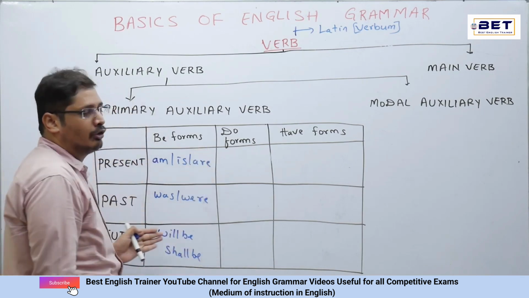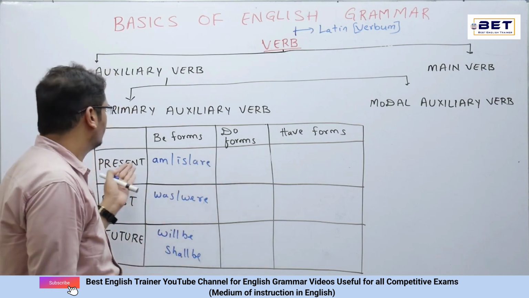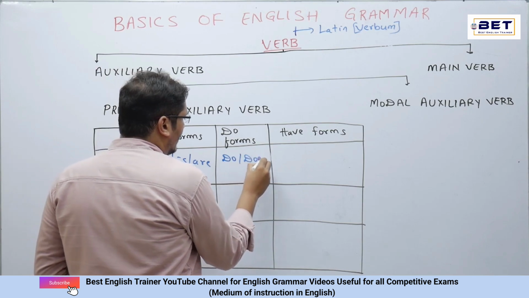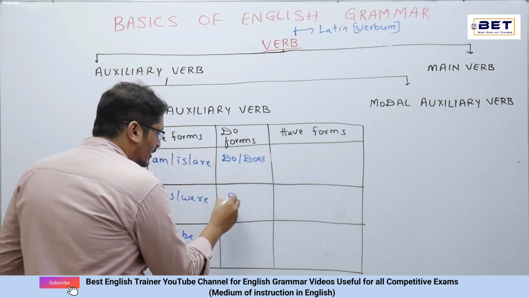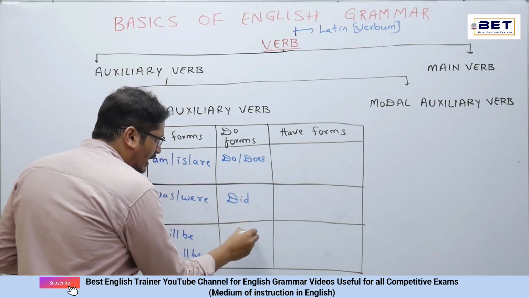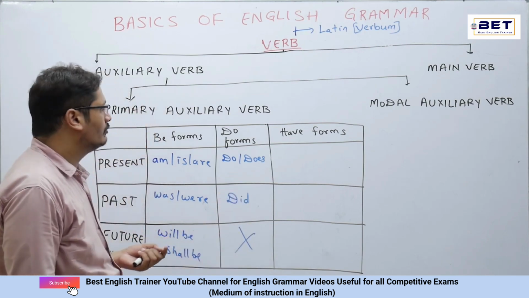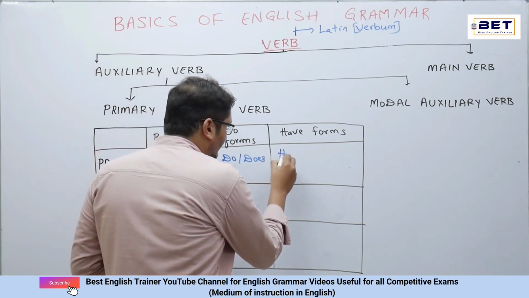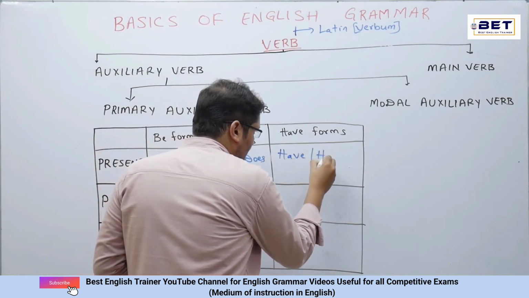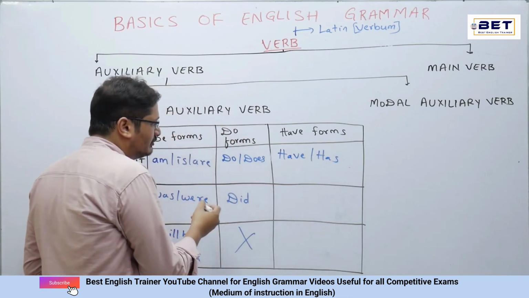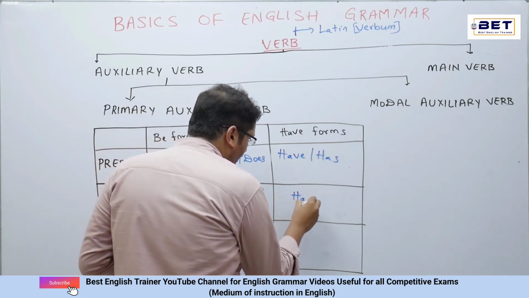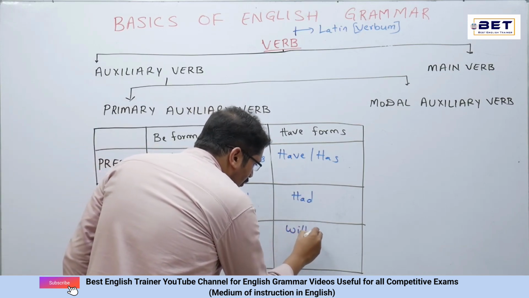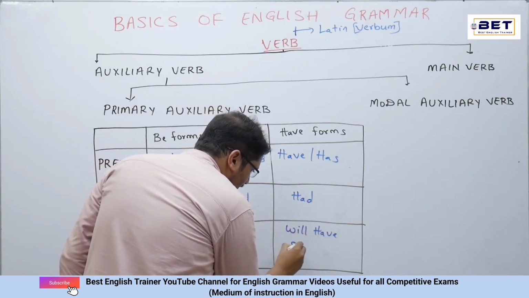Next we have do forms. Do forms pertaining to the present tense are do or does. Next we have the past tense, that is did, and for the future tense we don't have any do forms. Now let's look into the have forms. That's for the present tense, we have have and has. Next, for the past tense, we have had. And for the future tense, we have will have or shall have.